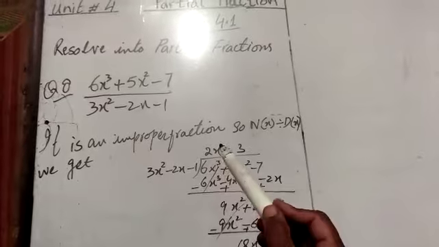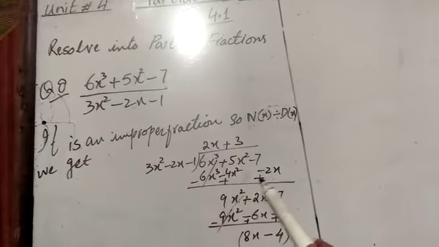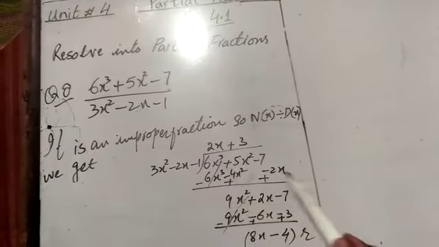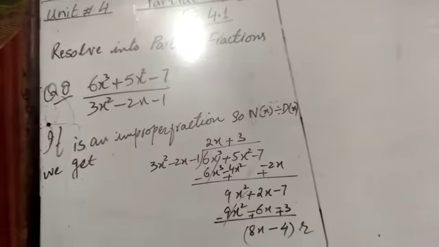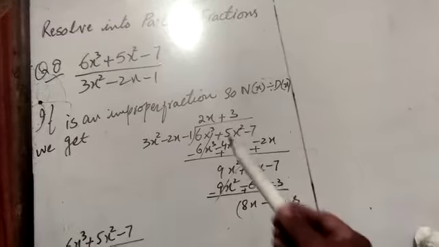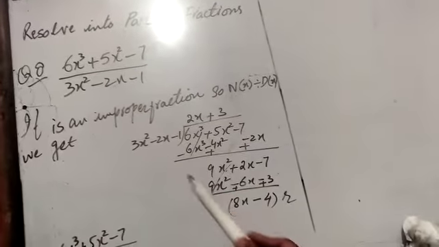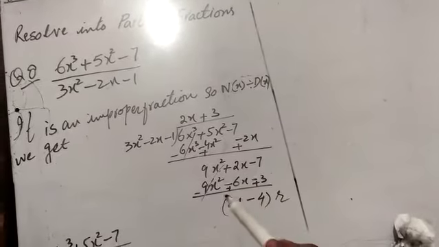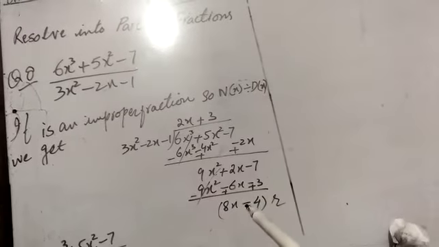So we multiply 2x as quotient and get 6x cube minus 4x square minus 2x. Changing signs, the first term will be cancelled out. 9x square plus 2x minus 7 is the remainder, and then we multiply plus 3 by the divisor and get 9x square minus 6x minus 3. By changing their signs, the first term will be cancelled out. 8x minus 4 is the remainder.